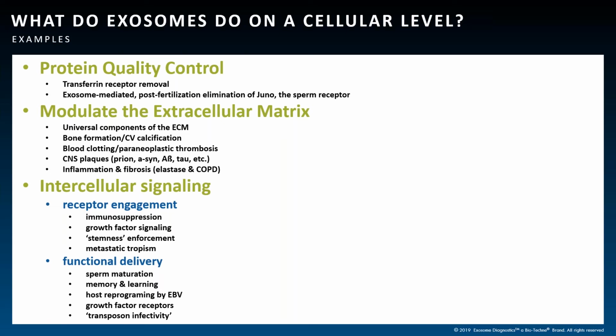For the intercellular signaling, you have two different mechanisms. You have receptor engagement, which is often used for immunosuppression. I'll talk a little bit about that. Growth factor signaling, etc. You also have functional delivery, where exosomes can deliver a functional RNA molecule or a functional protein. And it's shown that that plays a role in sperm maturation. It plays a role in memory and learning, and a wide host of different functions in the body.